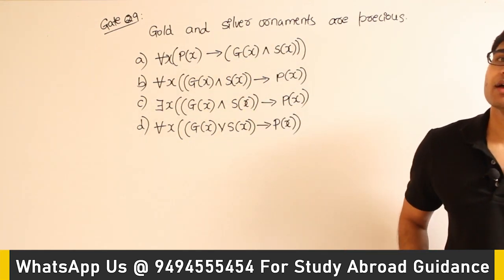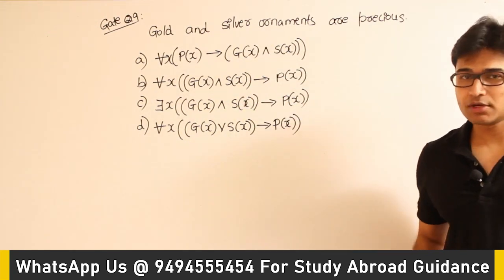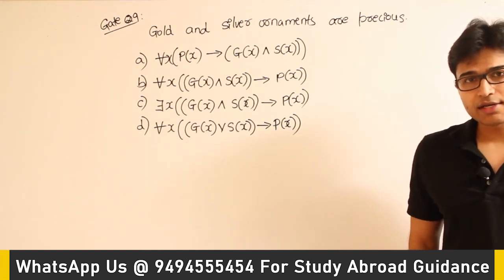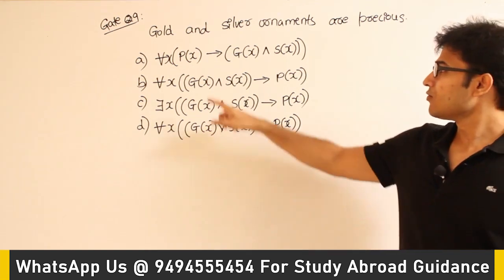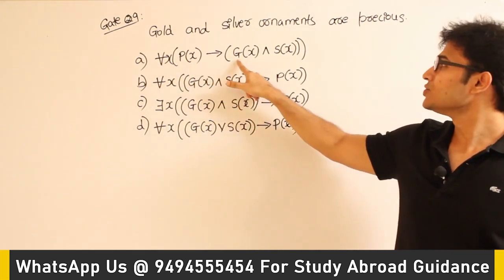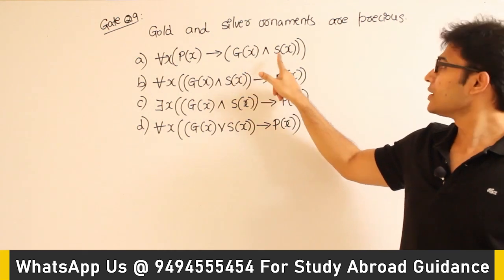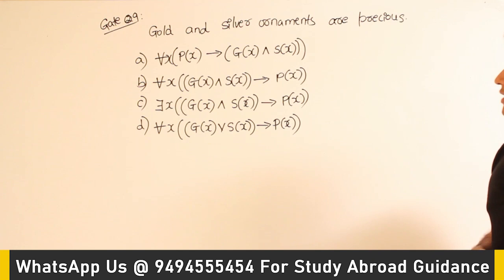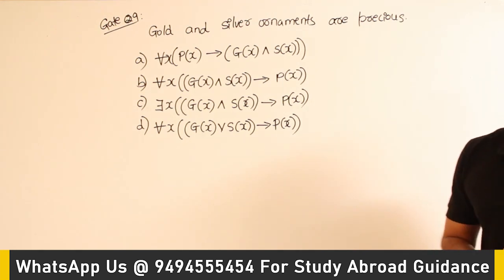And the second thing which they mentioned, which I didn't mention in this question, is they have indicated clearly what each predicate means. For example, P of x means x is precious, G of x means x is gold, S of x means x is silver. That is what they mentioned. Now let's try to see how to solve it.